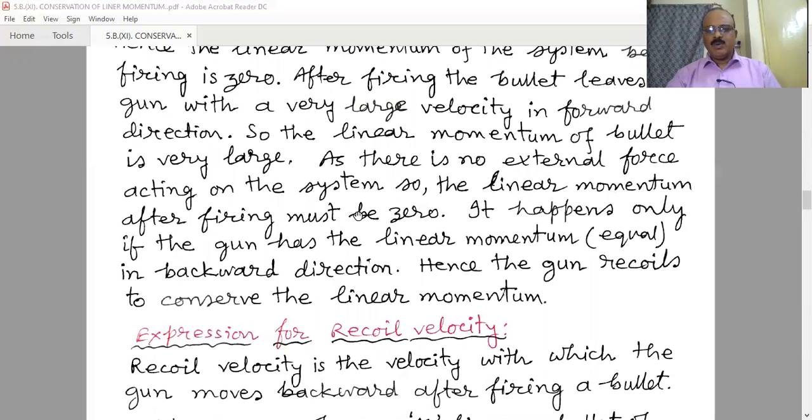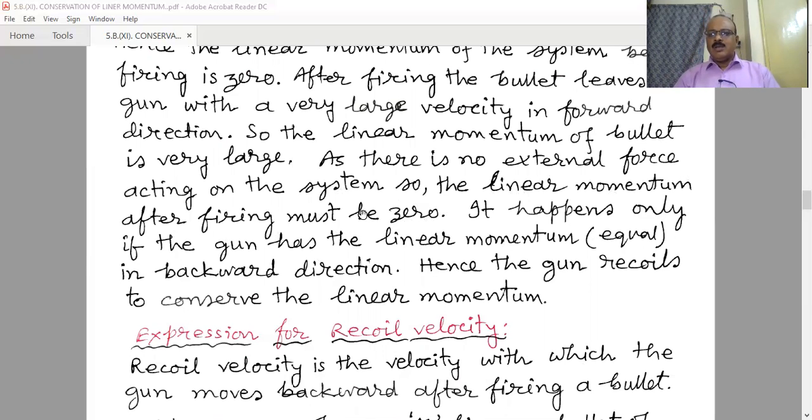First of all, what is the recoiling of the gun? It is a common experience that when any bullet is fired from a gun, the gun moves in the backward direction with some velocity, and it is always observed. Now, how can we explain it? We can explain it with the help of the law of conservation of linear momentum. We know that when there is no external force acting on the system, the total linear momentum remains constant, and linear momentum is also a vector quantity. When the bullet is fired from a gun, the bullet moves in the forward direction with a very high speed and a very high momentum, but the initial momentum of the system was 0.